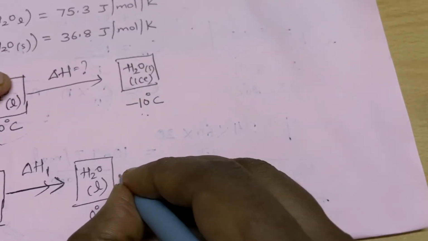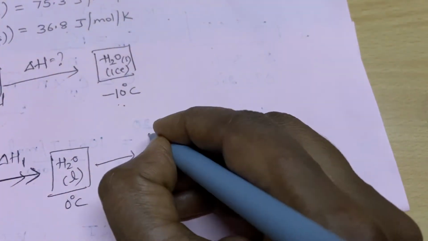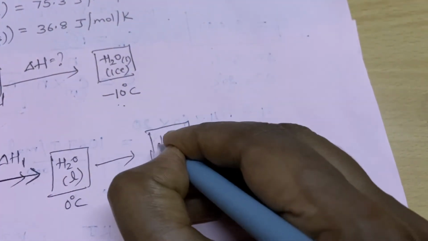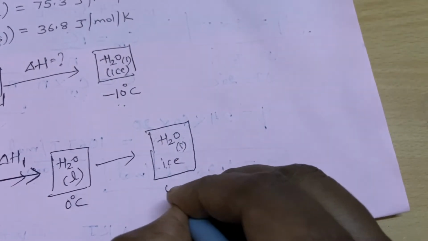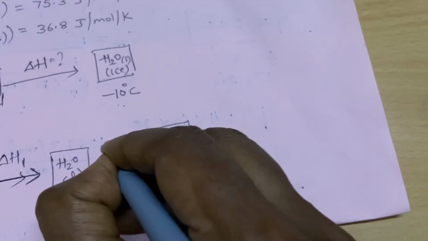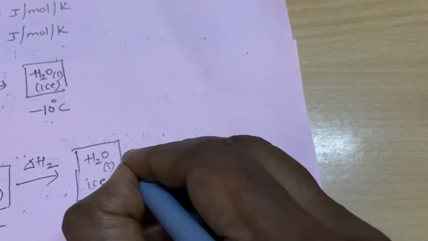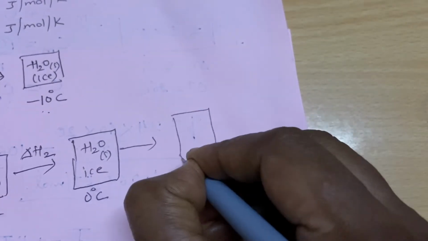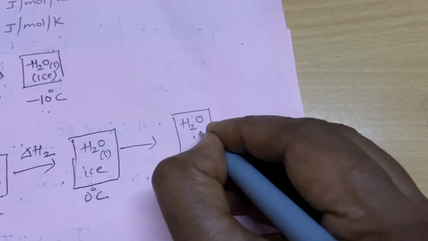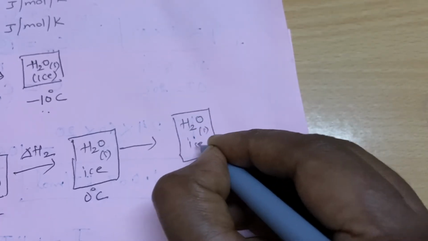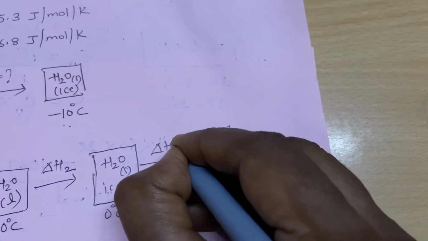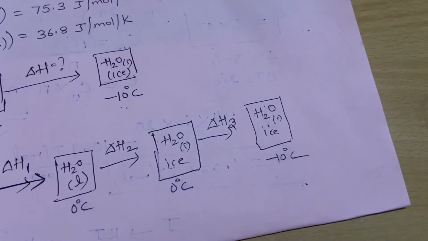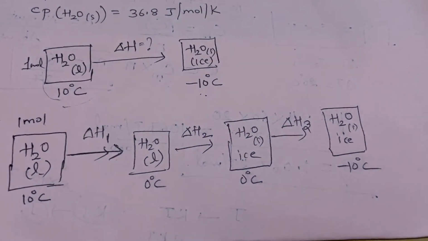Then to convert this water into ice, so ice at 0 degrees Celsius, here one enthalpy is involved. Then you have to bring this ice at 0 degrees Celsius to minus 10 degrees Celsius. So there are 3 enthalpies involved. So how to solve this step by step, I will tell you.